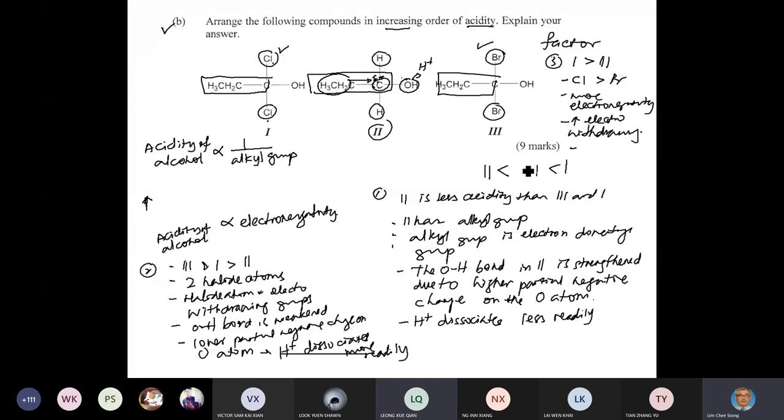Sir, if the second compound's alkyl group becomes CH3, CH2, CH2, which one will be more acidic? Normally this one we compare one to each other, they are quite similar. You cannot use that to tell, because one of them may be 7.0 and another 7.1. It's so close to each other, not a significant pH to be used to compare.